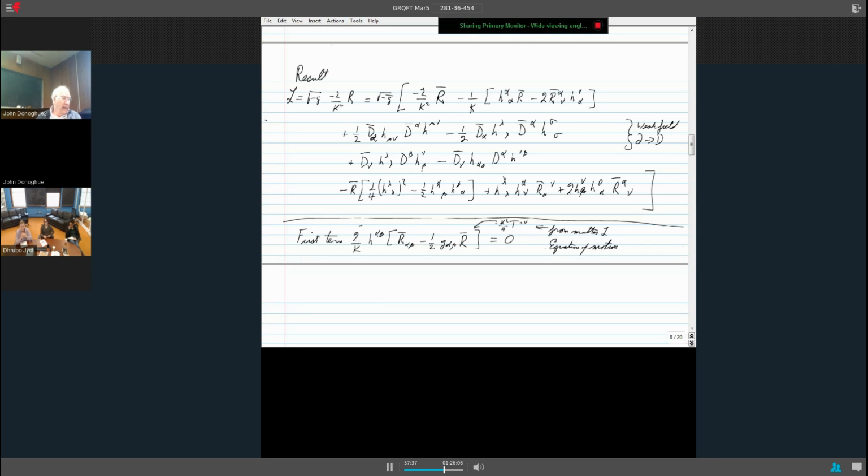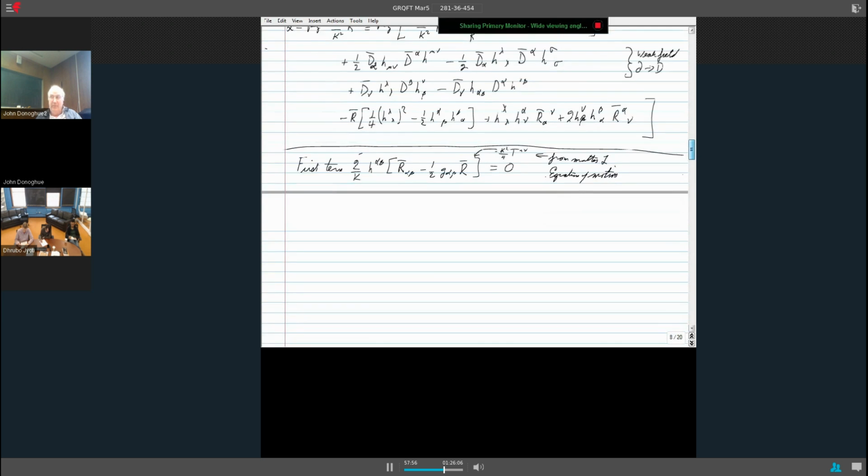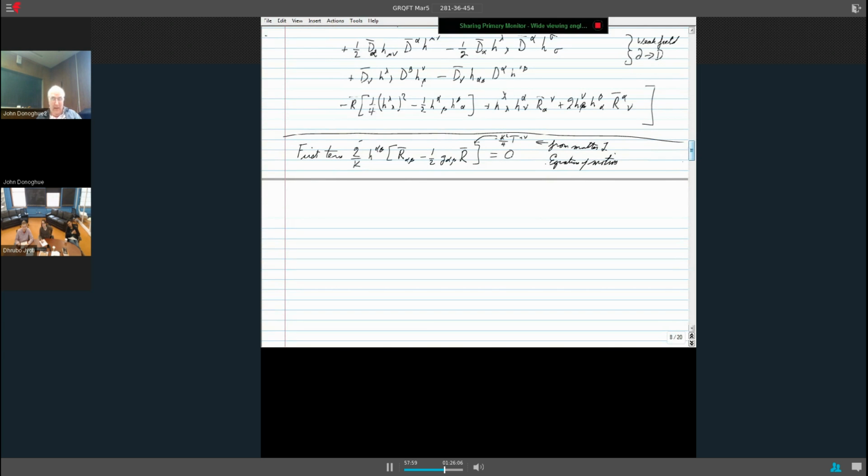The first term is 2 over kappa h alpha beta times R bar alpha beta minus 1/2 g alpha beta R bar. Okay, well, that looks like Einstein's equation. If this was just pure gravity, we would set this to 0. If we're adding matter content, we would put minus kappa squared over 4 T mu nu there from the first order expansion of the matter part.